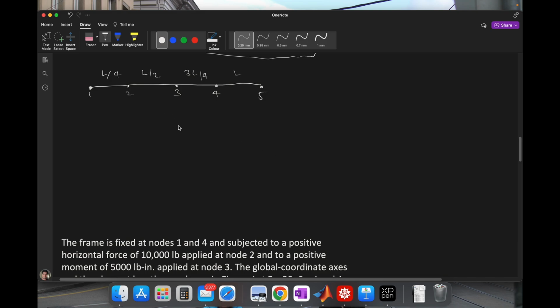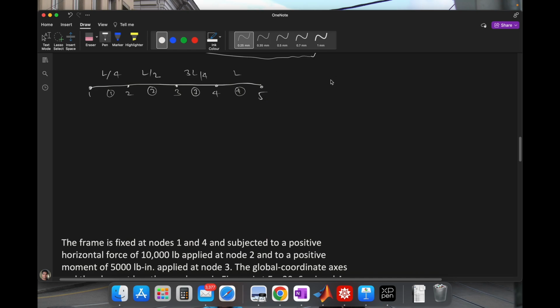Okay, so this is element number 1, this is element number 2, this is element number 3, and this is element number 4. So we are using 4 elements. I also want to see what the maximum deflection is.